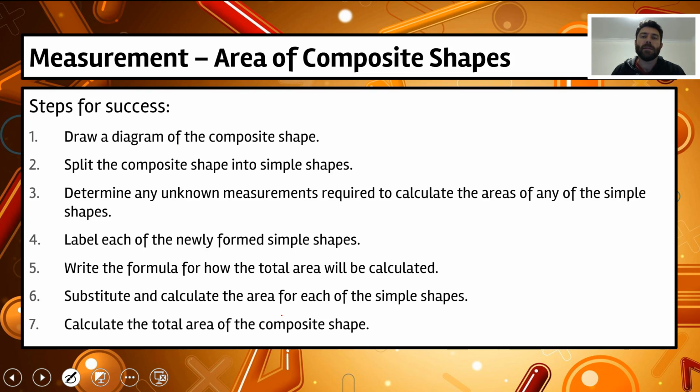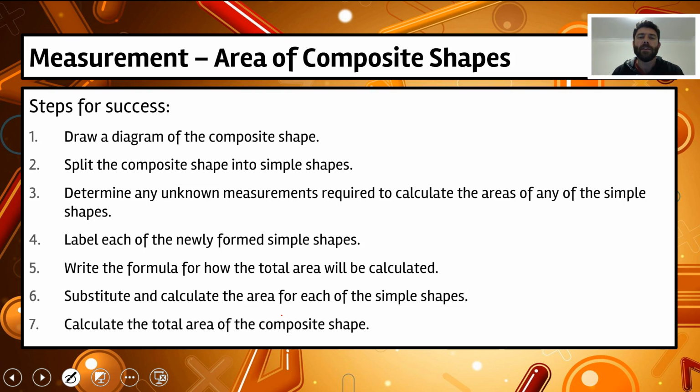Alright, so I guess some little steps for success to finding the area of these composite shapes. First of all, we want to draw the diagram of it. That's really simple. We just want to get that diagram drawn so we can see it visually. Then we want to split that up into those simple shapes, like we just did there.